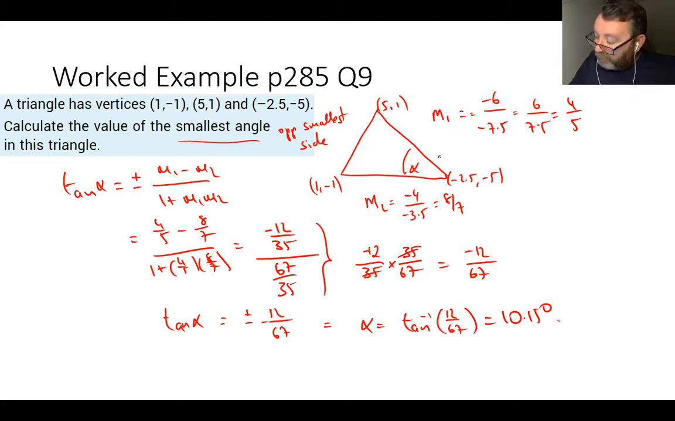I then work out the slope of this one, work out the slope of this one. The slope of that line there became 4 over 5. There's the first one. The slope of this line here became 8 over 7. And I simply fill them into the tan formula. I get tan of alpha equals 12 over 67. I then shift tan to get rid of it on your calculator with 12 over 67. And I got an answer of 10.15 as my acute angle.